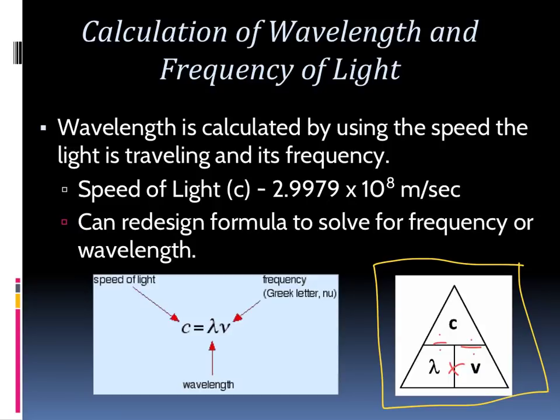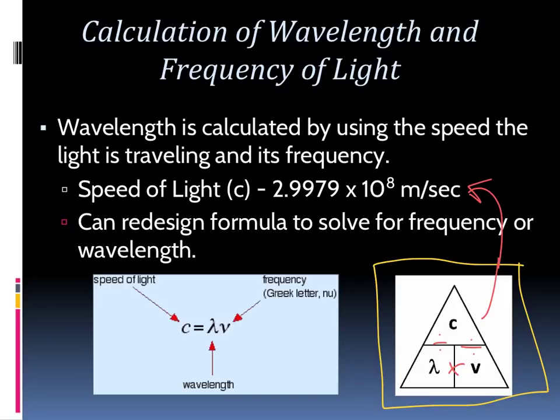So if I need to solve for C, then I would multiply wavelength times ν. If I need to solve for ν, then I would take speed of light divided by wavelength. If I need to solve for wavelength, I would take speed of light divided by frequency. So that's how we rearrange the formula to solve for whatever we're trying to solve for. C is 2.9979 times 10 to the 8th meters per second.